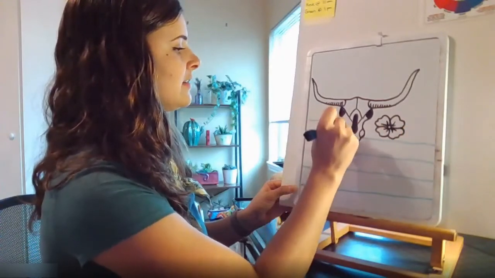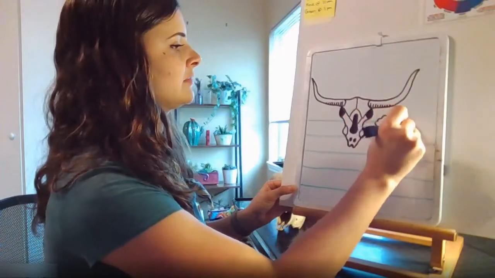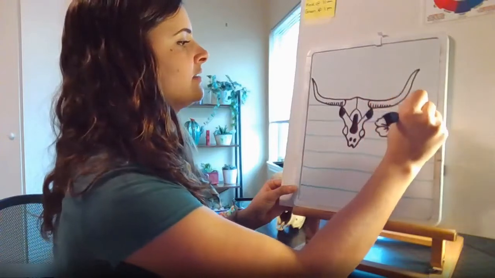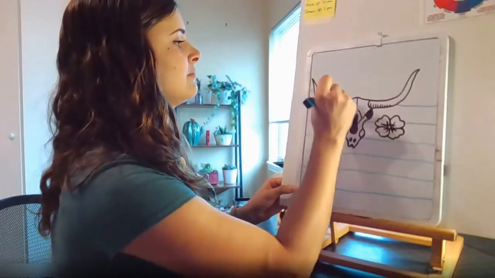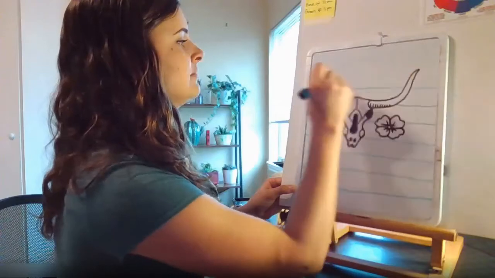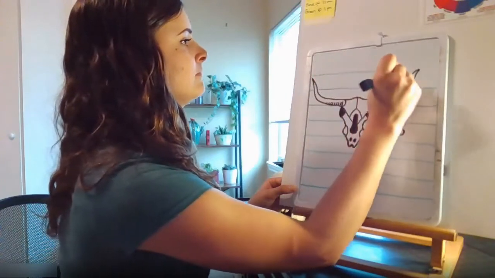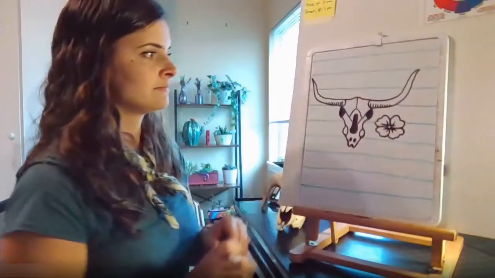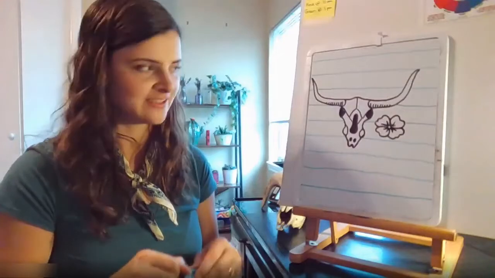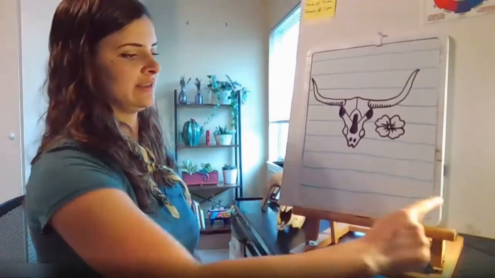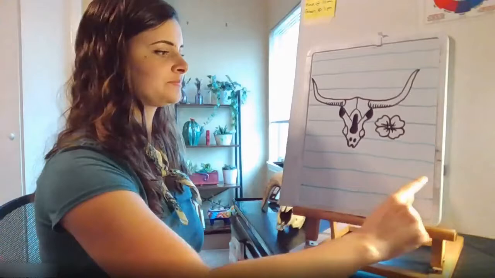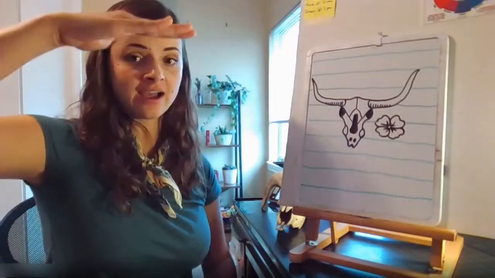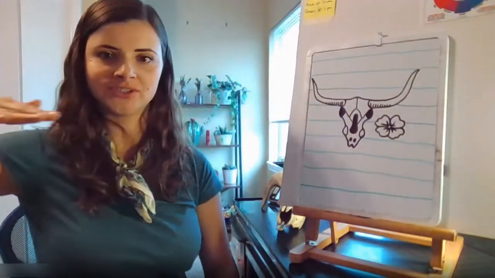So you can see that my lines aren't very straight, but it doesn't bother me. You just want to make sure your lines go behind the skull and the flower, because this is the background. So there are my lines. Remember, these are horizontal lines. They go side to side, kind of like how a horizon line in a picture is where the sky meets the land. So it creates that line that goes straight across.